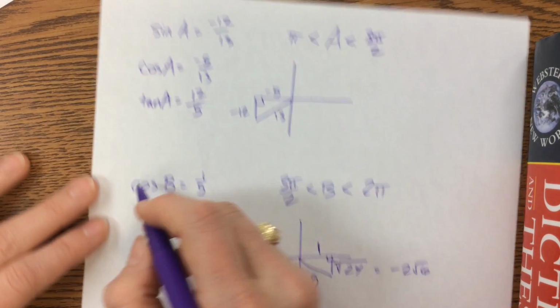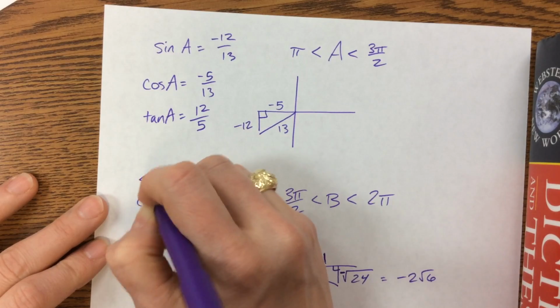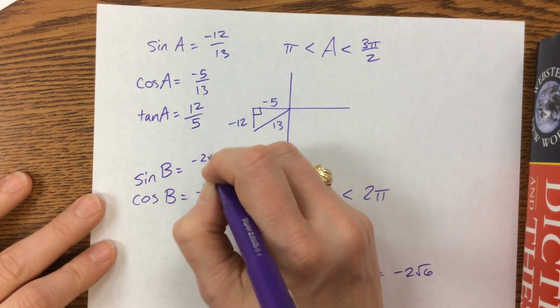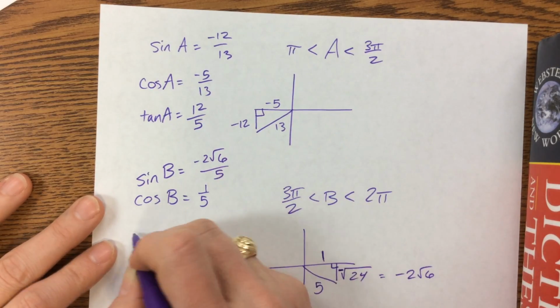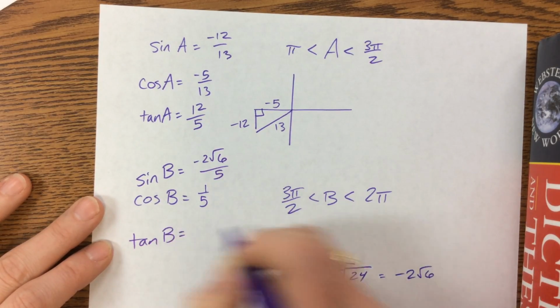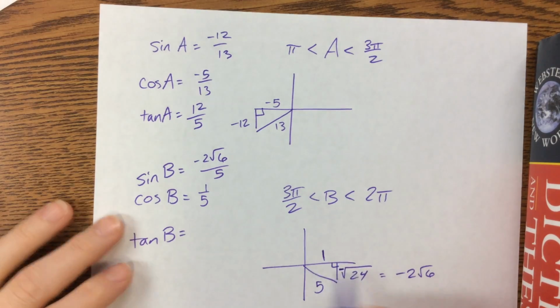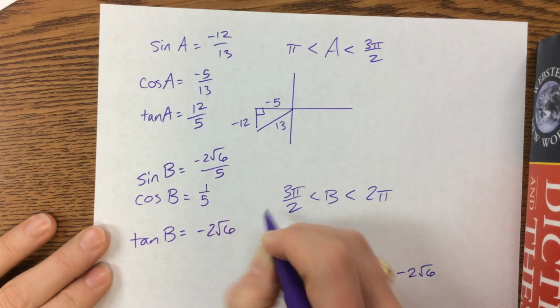Hopefully I'm right. Okay, and so then I can say, well, sine of B is equal to negative 2 root 6 over 5. Tangent of B is negative 2 root 6 over 1. Well, that's lovely. So it's just negative 2 root 6.